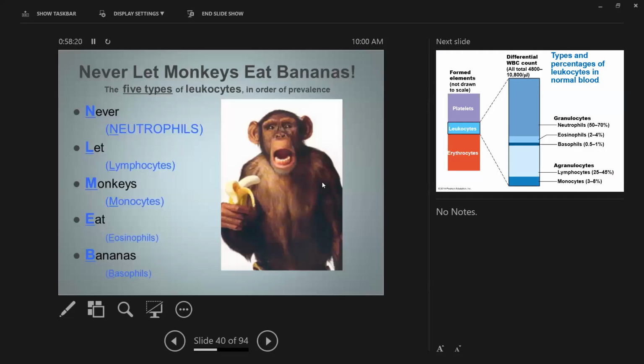Neutrophils are the most common. Probably 60% of all of our white blood cells are neutrophils. They show up first at the site of an infection, and they last for 2 or 3 days. They're the first ones there. Lymphocytes are about 35% or so of the white cells.